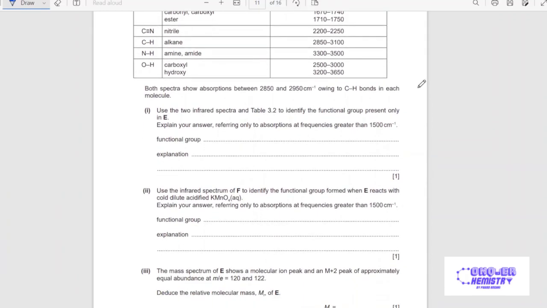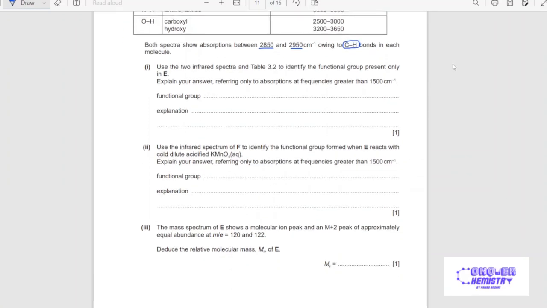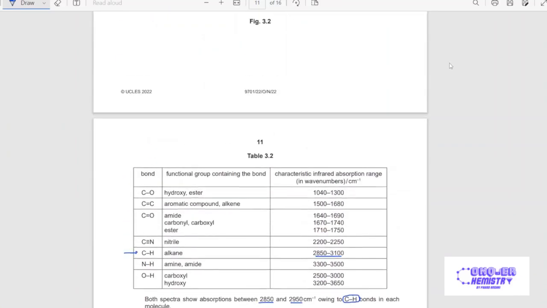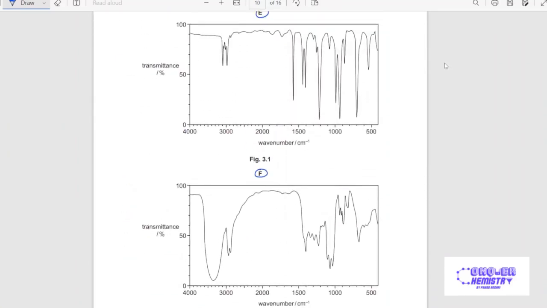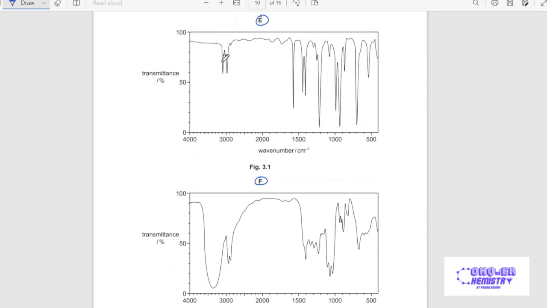All right. Now it says that both spectra show absorptions between 2850 and 2950 per centimeter owing to CH single bonds, right? This CH single bond has this range, and we can pinpoint these particular absorptions on both spectra. All right. For compound E, it's over here. And for compound F, this is the one. These are because of CH single bonds, and that's already been given by the question.